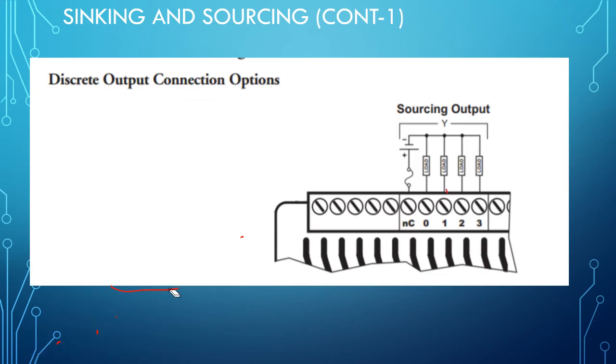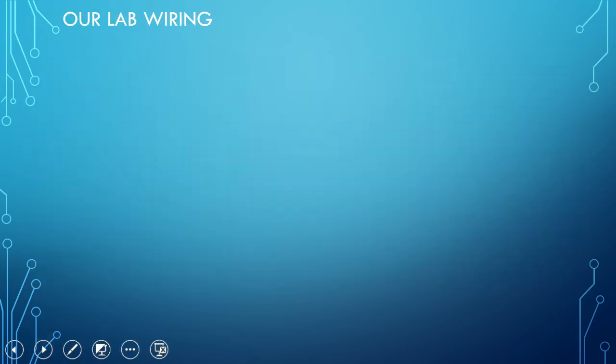Now, discrete output connections. Okay. Notice that our PLC is going to be always wired like this. In our case, for our lab, for our purposes, our outputs are Y. Went through that. So what does our actual lab look like, right?